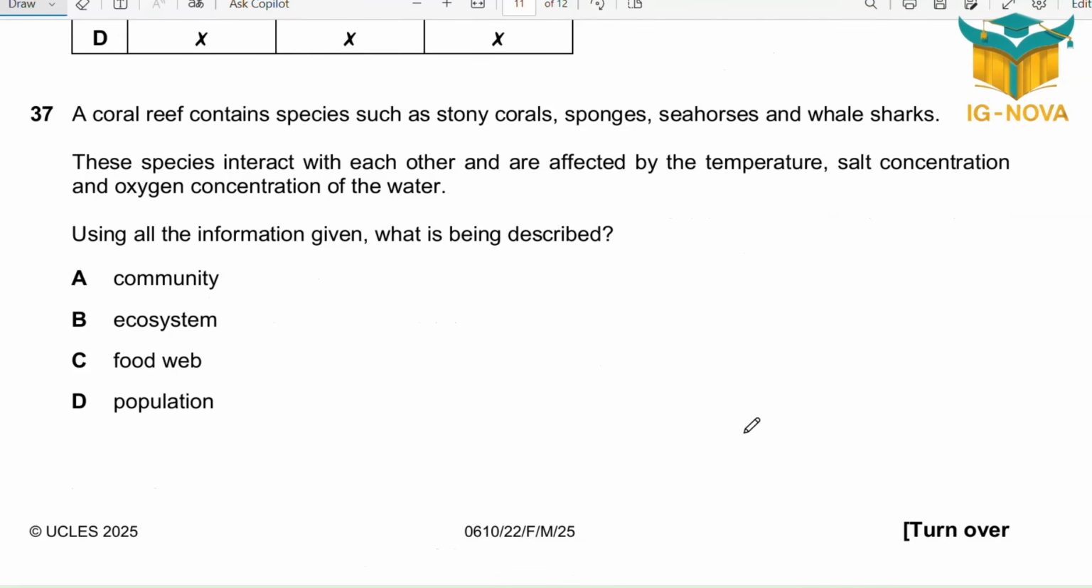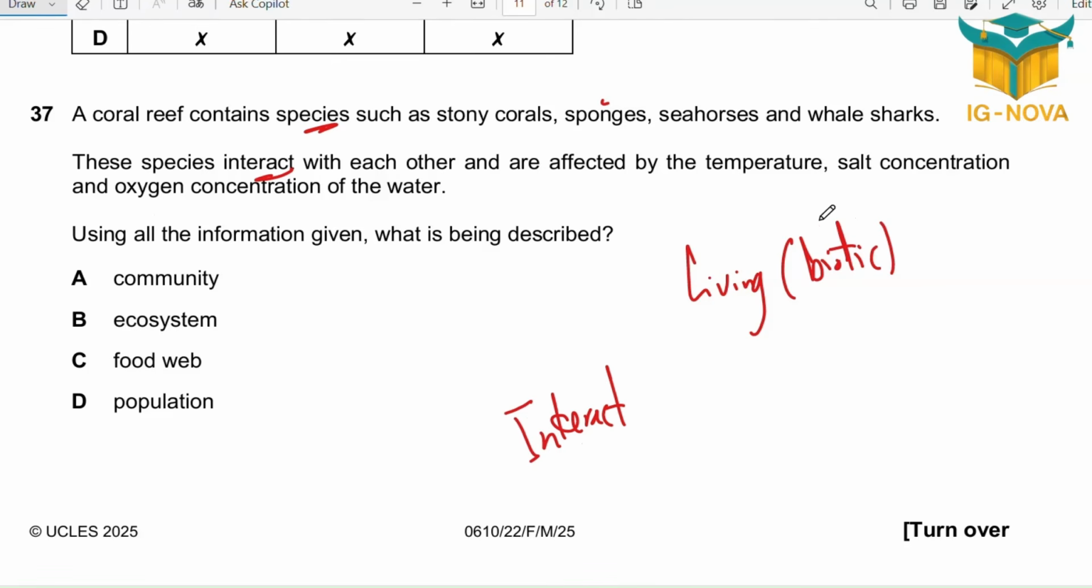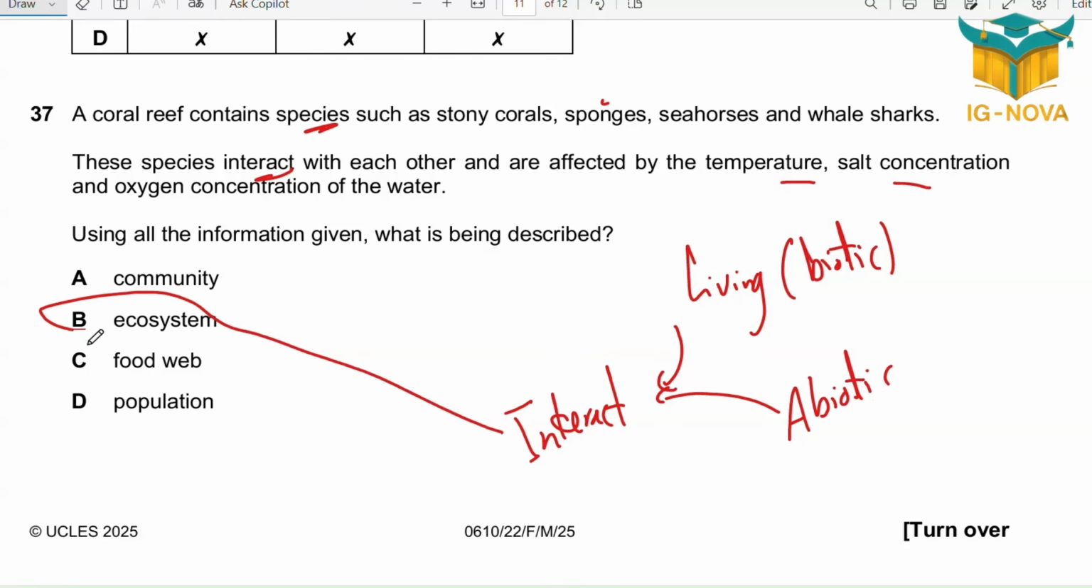A coral reef contains species, meaning living things. Straight away, the first word, species, means living. In biology we call this a biotic factor, such as many examples. These species interact. Other factors such as salt concentration, temperature, oxygen, soil, we name them abiotic. If you add biotic and abiotic and they interact together, you have an ecosystem. So what is an ecosystem? Living biotics, non-living abiotics, and they interact together.